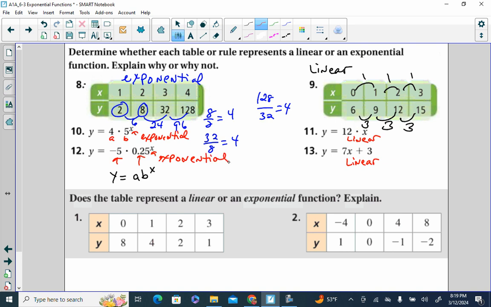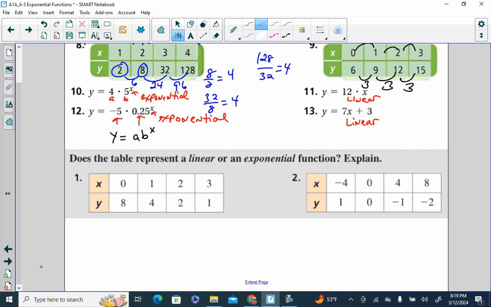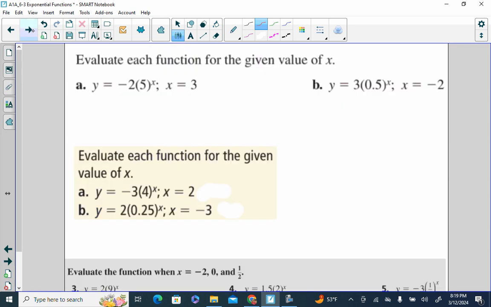All right, we're going to skip these two problems because I think you guys will be able to do those. So we'll skip over those in the video because we've done a few of those. So let's get here. We want to evaluate the function for a given value of x. Now we have to do some math here, using our order of operations. So if we're doing problem A, we have to replace x with 3.